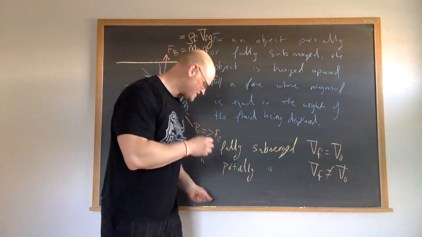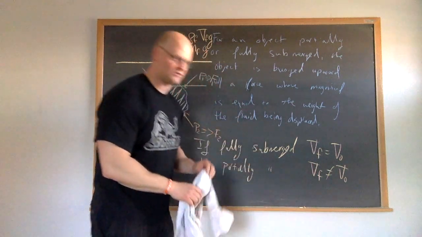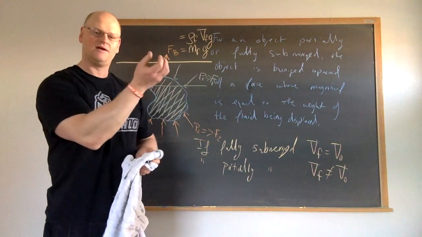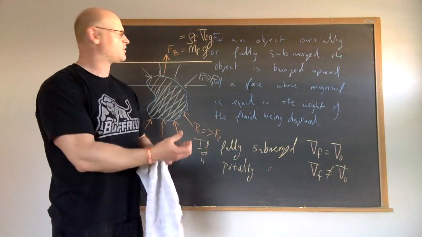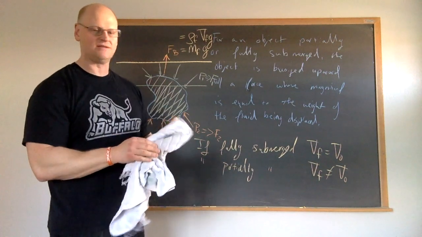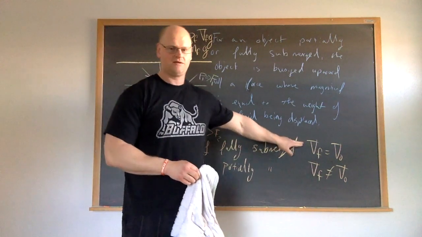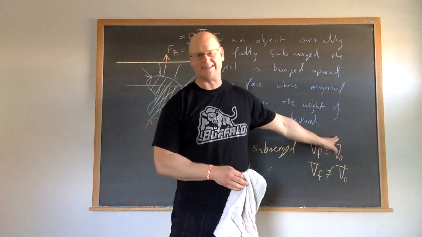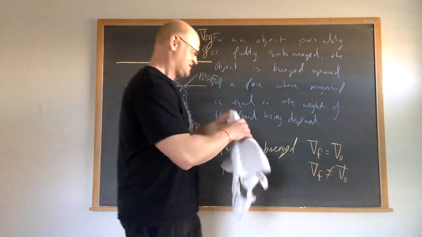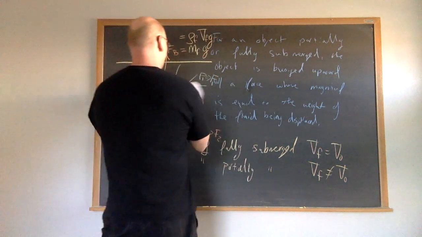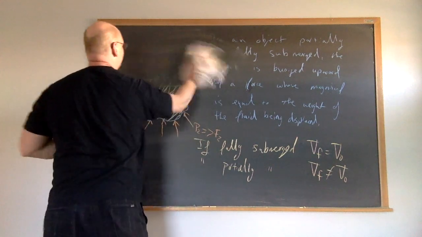Now, why is that important? Well, that's important because what we're doing in the lab is Mr. Pollock was fully submerging these objects in the fluid, which means that the volume of the fluid which is being displaced is exactly equal to the volume of the object. So we're going to use that when we look at our free body diagrams.